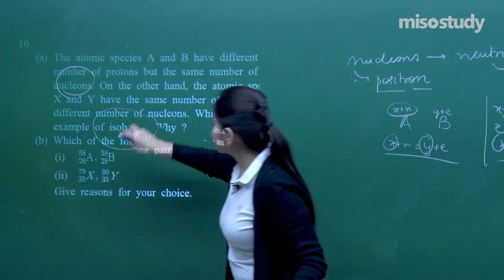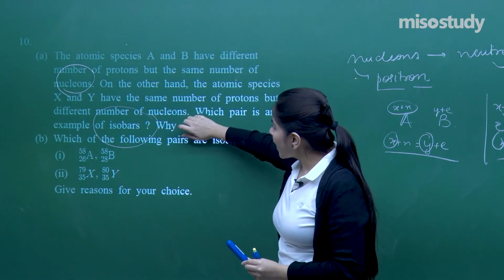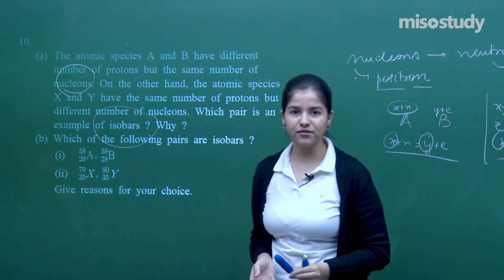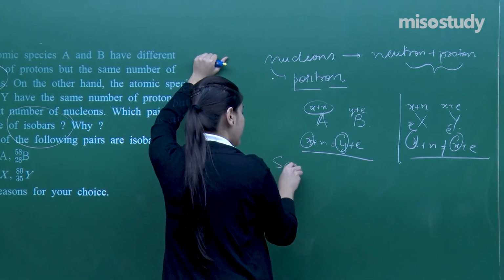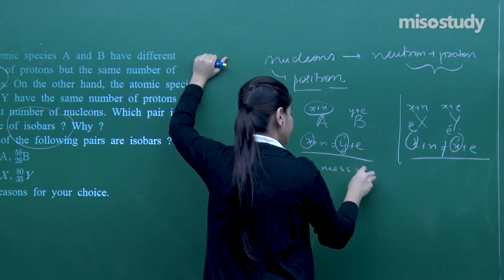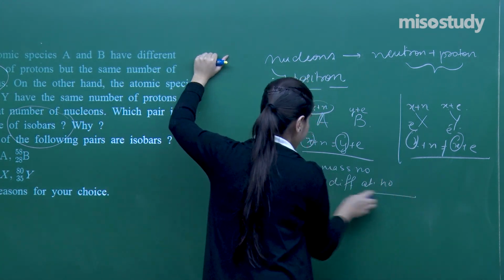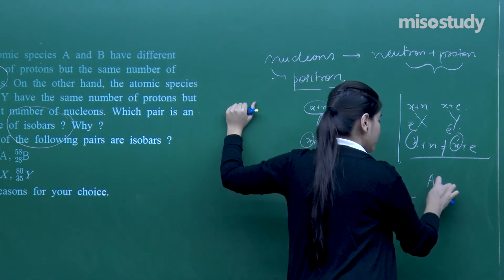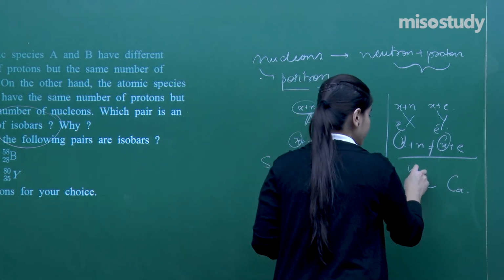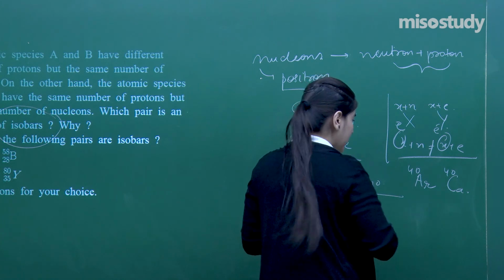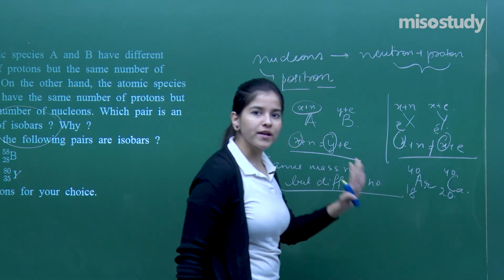So actually what they are saying is, which pair is an isobar? You need to have a great explanation for this, about all the conditions they have given. So see here, isobars are those which have the same mass number but different atomic number. For example, argon and calcium. Both of them have 40 as the mass number. Argon has 18 and calcium has 20 as the atomic number. So these are called isobars.